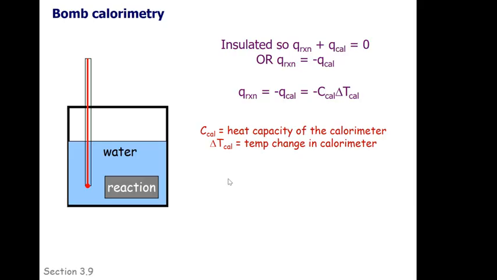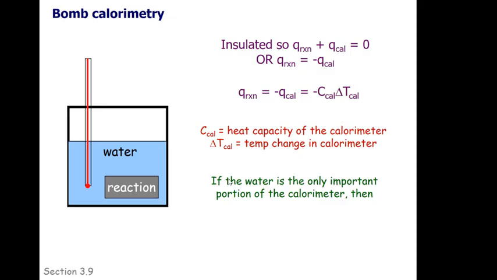So sometimes when you're working with a bomb calorimeter, you run a standardized reaction so you can calculate the heat capacity of that specific calorimeter. On the other hand, if you're working with a calorimeter where the walls do not absorb very much of the heat at all, and water is the only important part of the calorimeter, then we can simplify that the heat of the reaction is equal to negative mass of the water in the calorimeter times the specific heat of water times the change in temperature of the water.